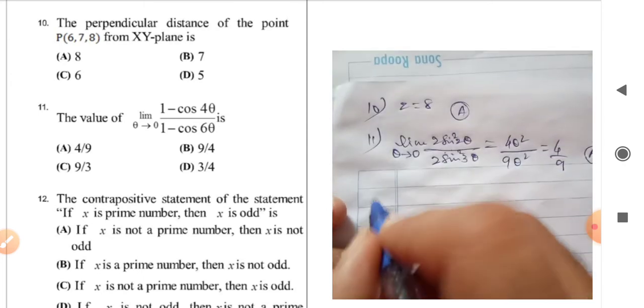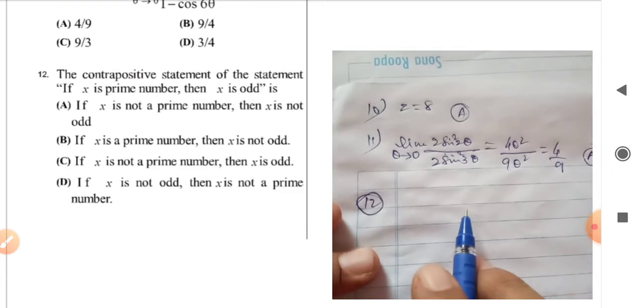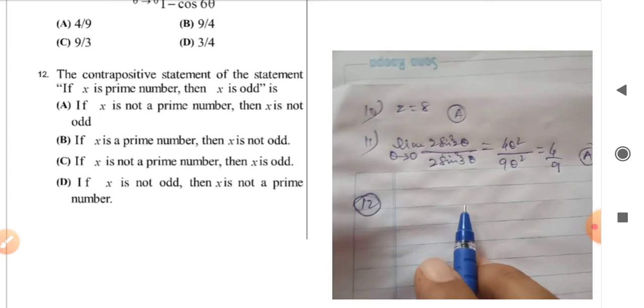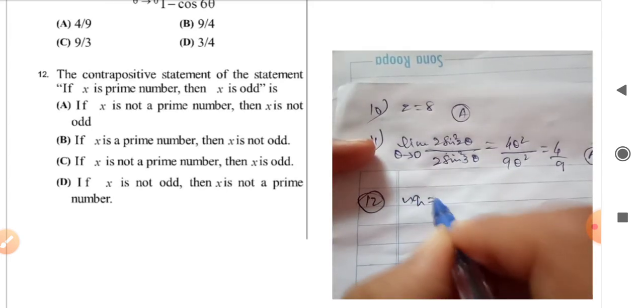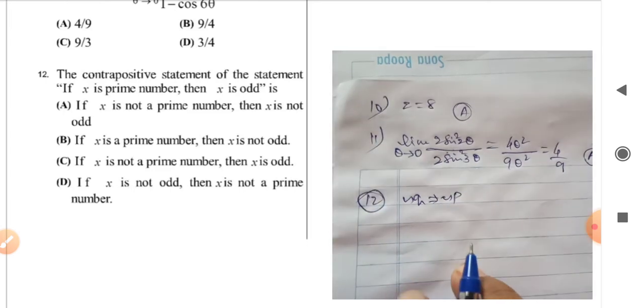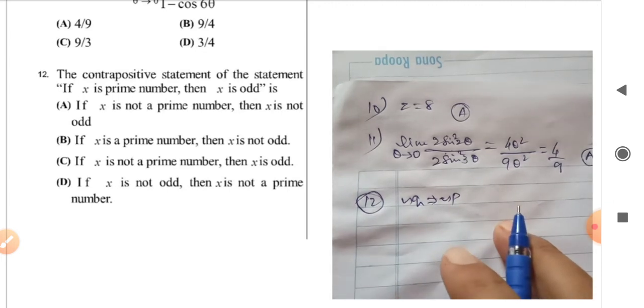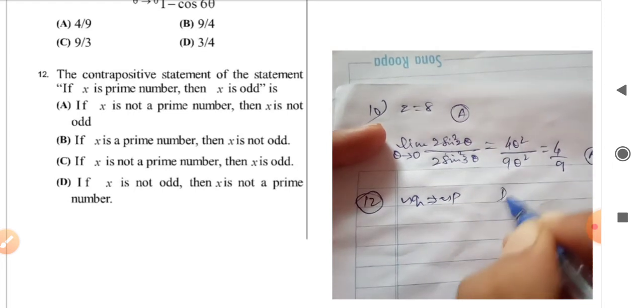Look at this. And the next one, the 12th problem: the contrapositive statement of the statement, if x is a prime number then x is odd. So very simple it is. Contrapositive is nothing but negation of q implies negation of p. It means for the second sentence you have, just add not to it. That is, x is not odd then x is not a prime number. So D answer is correct here.